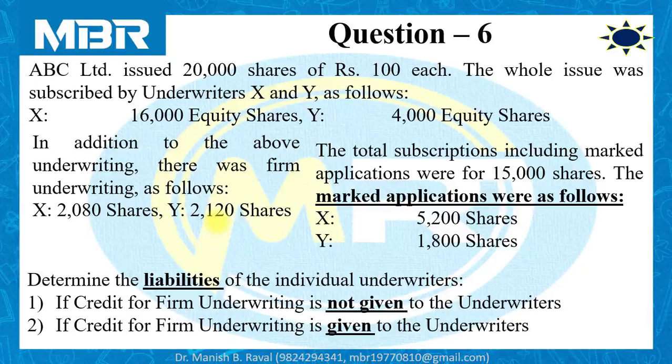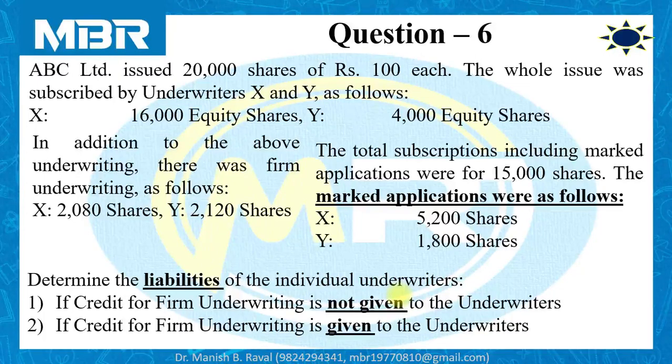Number one, if credit for firm underwriting is not given to the underwriters. So the first situation is we don't want to give any credit of firm underwriting to the underwriters X and Y. And the second situation, if credit for firm underwriting is given to the underwriters, the company would like to provide credit for the numbers of shares given in firm underwriting to the underwriters.